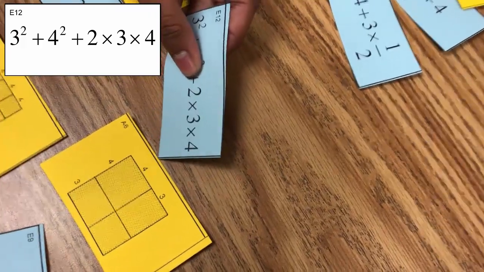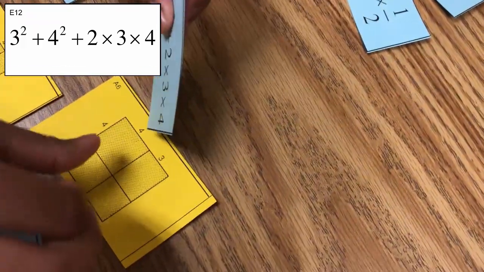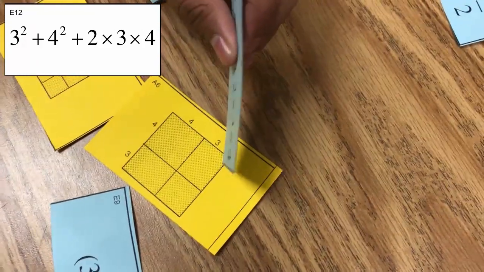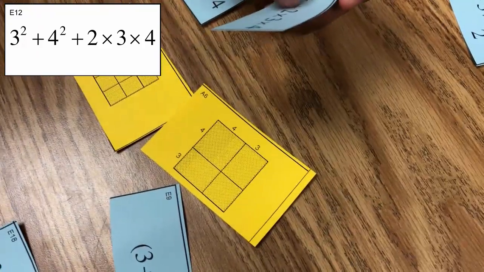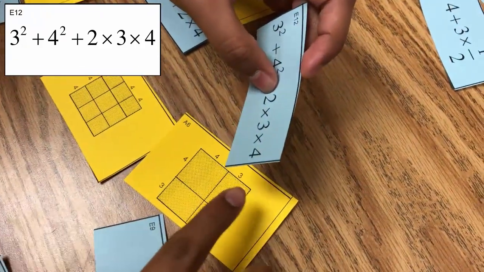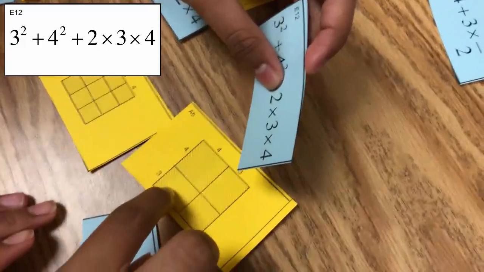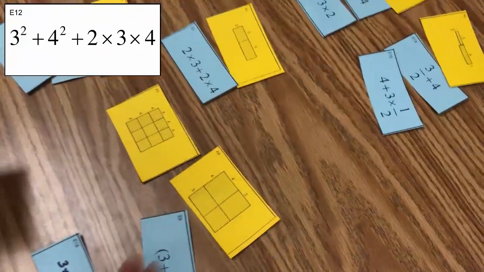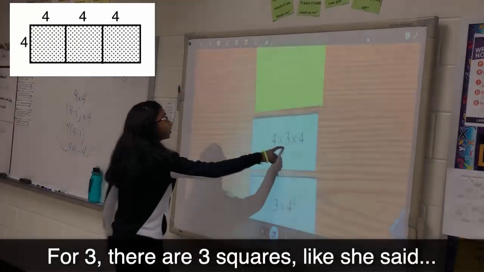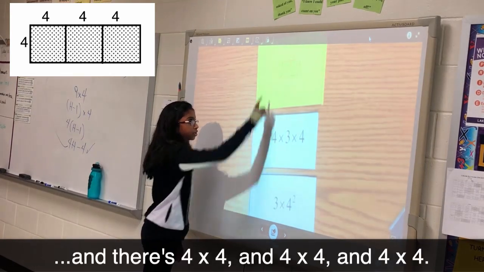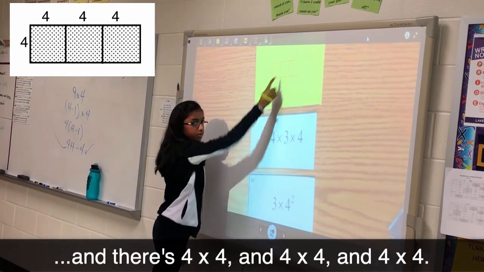How could 2 times 3 times 4 match the area of these 2 rectangles? Could you do 4 times 3 and you do it 2 times? What do you think? What would 4 times 3 tell you? No, 4 times 3 would tell me the area of this one. The area of that rectangle. Yeah, that works. Because you're multiplying it 2 times. I think you got it. That was pretty cool. Square 3, there are 3 squares, like she said. And when you do 4 times 4, there's 4 times 4 and then 4 times 4.